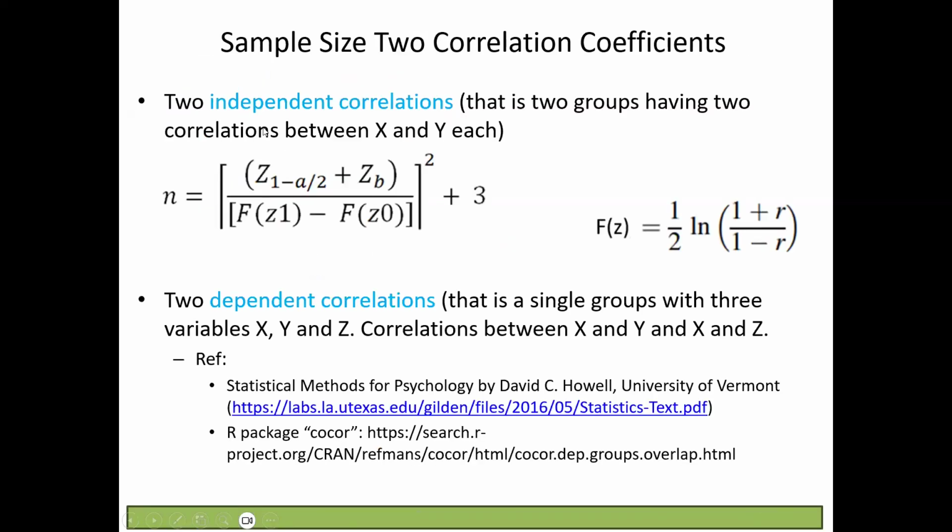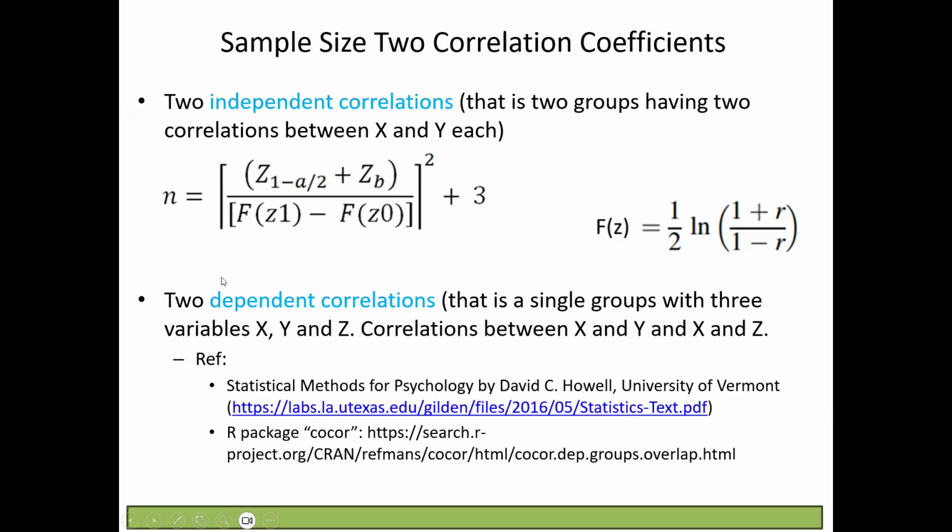There are two scenarios. One is when the correlation coefficients are independent, that is, there are two groups, and each group has two variables, and the correlation between the two variables is different for each group. In such a scenario, the sample size formula is very similar to the previous one. We just have to do Fisher transformation of both the correlations.